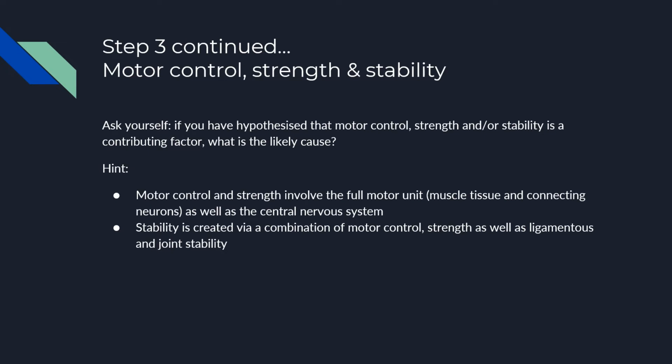And then with stability, this is created via a combination of motor control and strength, as well as ligamentous and joint stability. So we sort of think about active versus passive. So an example here would be, are they missing stability at the knee because their quads aren't strong enough to maintain extension? Or are their quads and hamstrings really strong, but they just don't have an ACL and MCL? So the second there's any lateral or anterior movement, they become unstable.